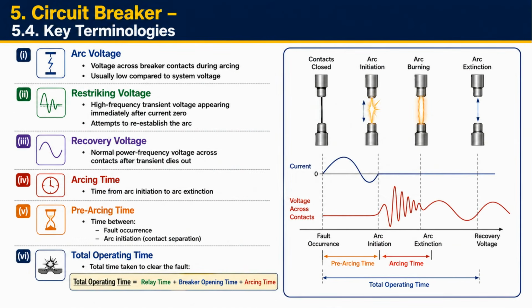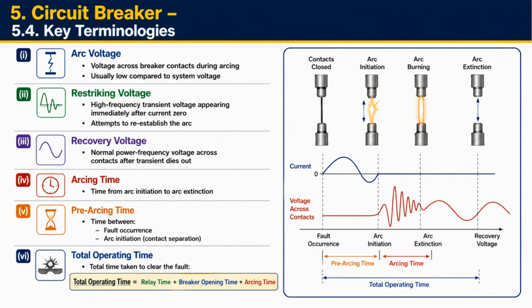Let us understand some important circuit breaker terminologies. Arc voltage is the voltage that appears across the breaker contacts while the electric arc exists. It is usually much lower than the system voltage. Restriking voltage is a high-frequency transient voltage that appears immediately after the current reaches zero. If it becomes too high, the arc may strike again. Recovery voltage is the normal power frequency voltage that appears across the breaker contacts after the transient effects disappear and the arc is completely extinguished.